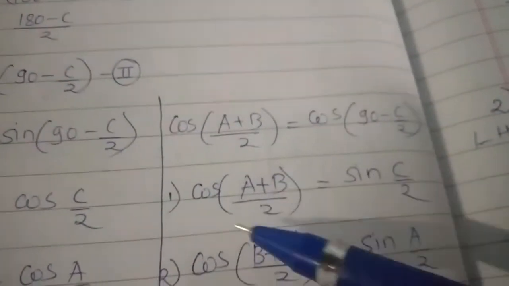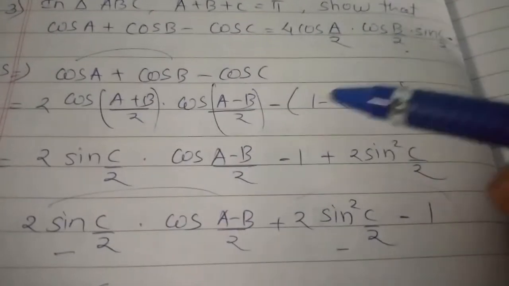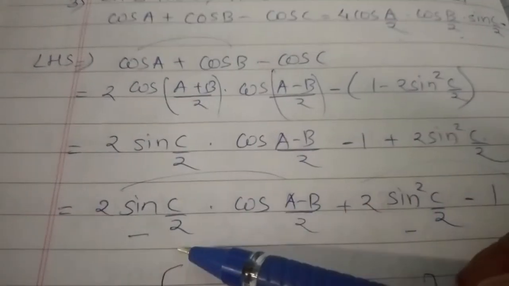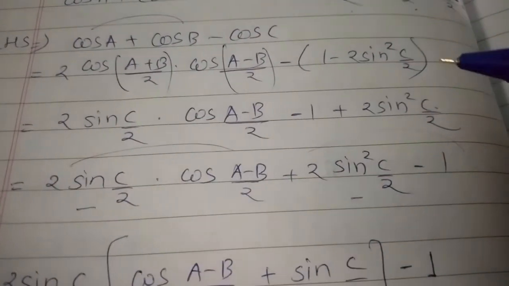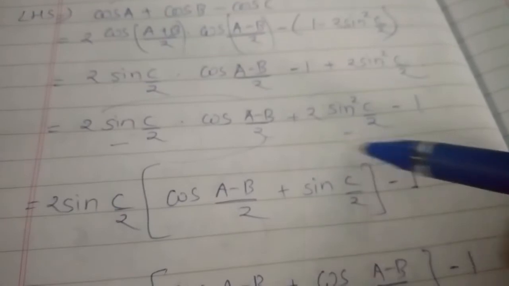After that again we are going to use this formula, that is cos (A plus B upon 2) is nothing but sin C by 2. So we are going to use sin C by 2 here. This term is as it is, and minus 1 minus minus plus 2 sin square C by 2. After that 2 sin C by 2 into cos (A minus B upon 2), and we multiply the 2. So 2 sin square C by 2, we write this term at first and minus 1 in the last. So see, this is one group and this is the second group.